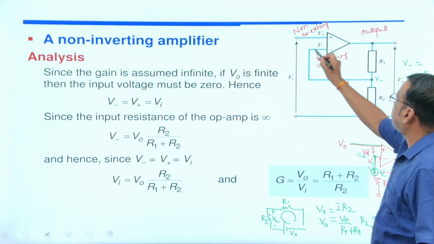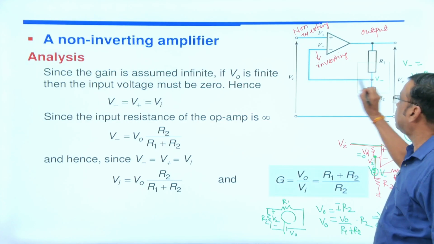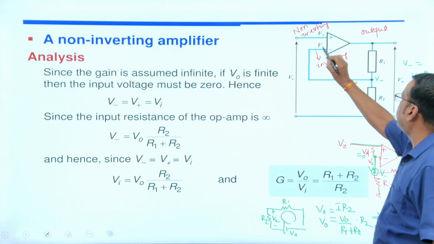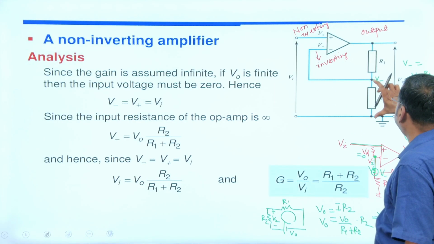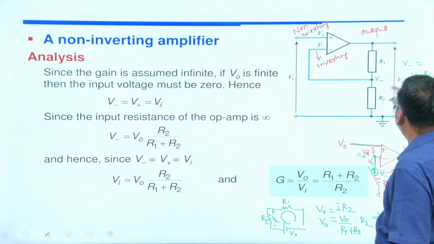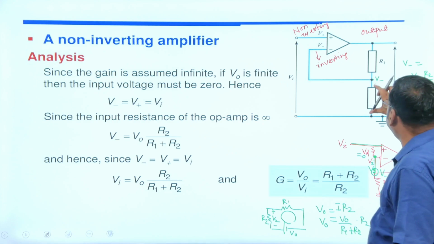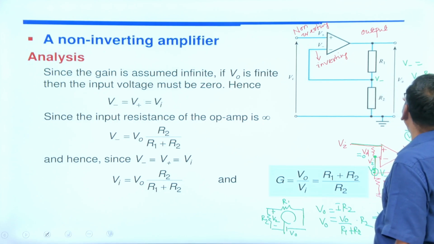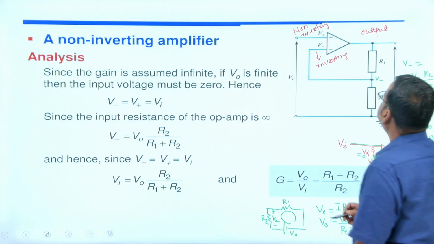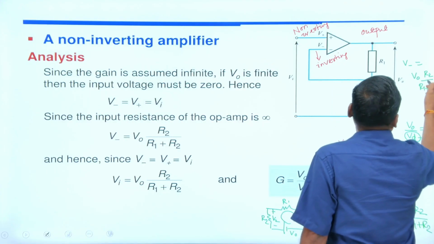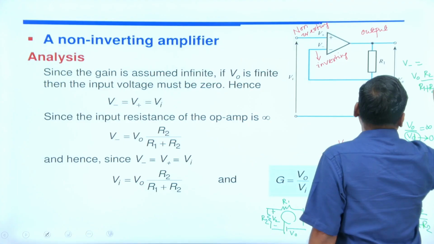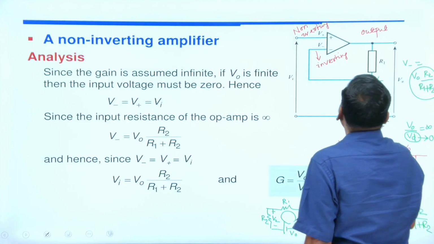If this is V minus, this voltage is V minus. This is a short circuit path. If this is V minus, this is V minus. This V minus is how much? Total voltage is your V0, using the voltage division rule, V minus equal to V0 into R2 by R1 plus R2. So V minus equal to like this, V0 into R2 by R1 plus R2.